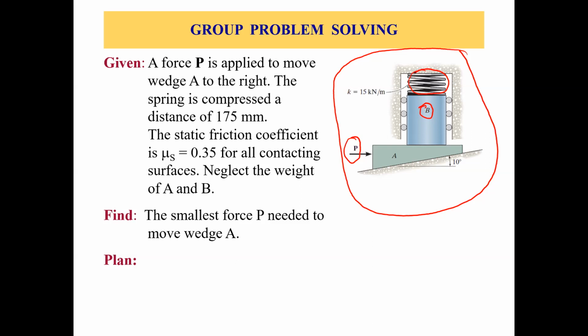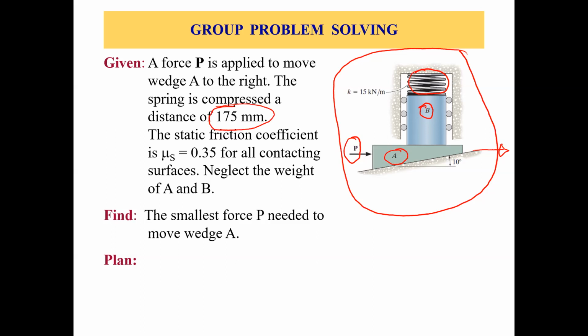So we are applying this force P on this wedge A, to move this wedge A in the positive x direction. And with that action, we are trying to move this block B upwards, right? And then we have a spring on top of this block B, which is already compressed a distance of 175 millimeters.